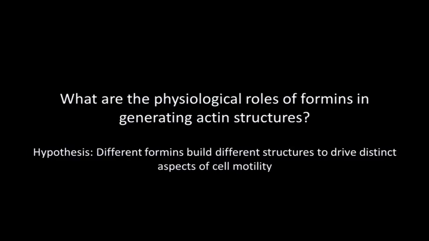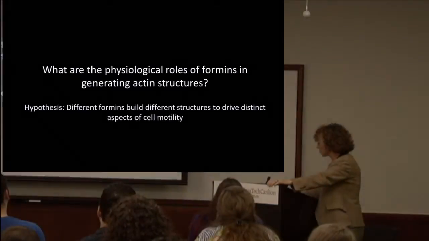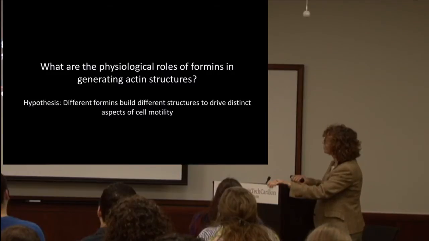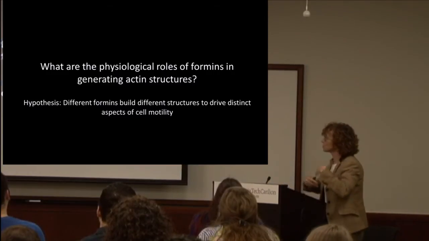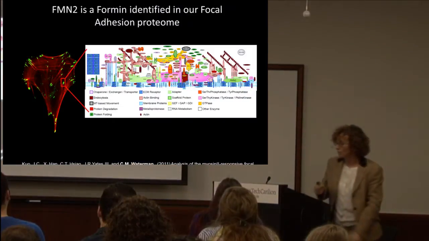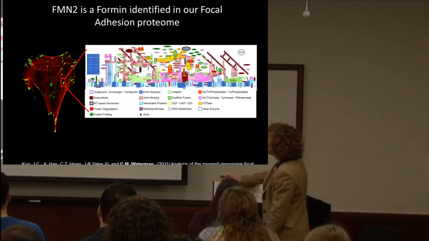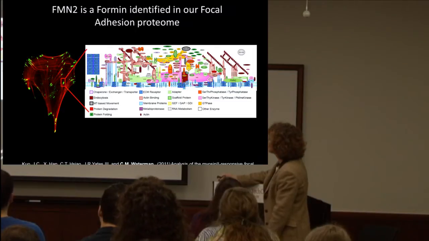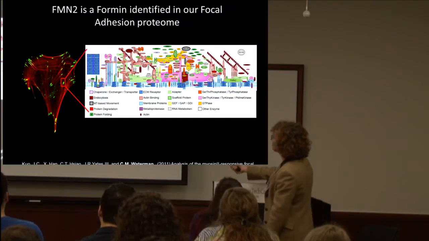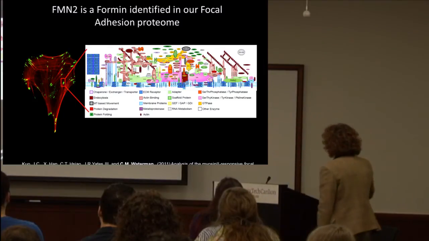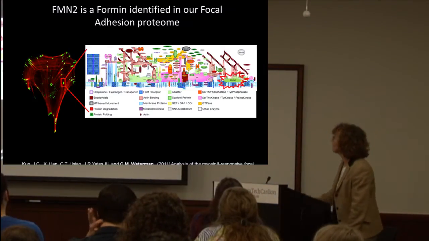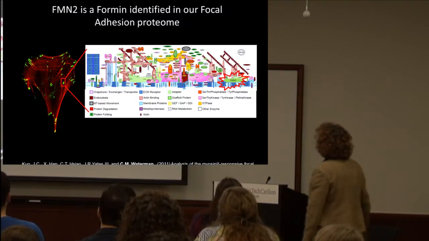So this is sort of Colleen's project. She came out of Dave Kovar's lab studying the biochemistry of these formin proteins, and then came to my lab to figure out what these proteins do in a cell. So the hypothesis is that different formins can build different structures to drive distinct aspects of cell motility. When Colleen came to the lab, we had just done a proteomic analysis of the focal adhesion. Jean Cheng worked out a method to isolate focal adhesions, threw them in John Yates's mass spec, and we got out 900 proteins. Colleen looked through that list, and she said, oh, there are two formins in there. So the formin I'm going to tell you about today is this FMN2.